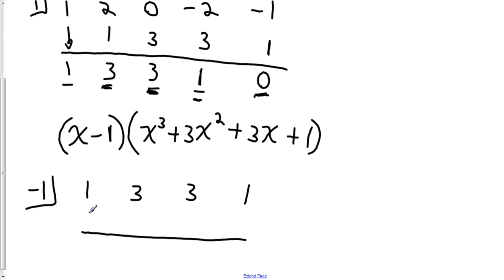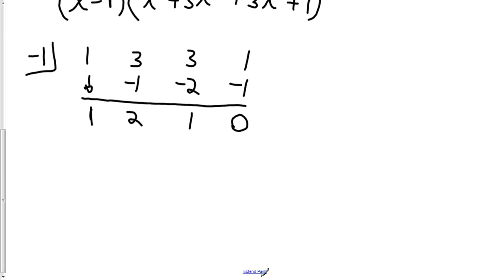So I bring this down. Negative 1 times positive 1 is negative 1. 3 plus negative 1 is 2. Negative 1 times positive 2 is negative 2. 3 plus negative 2 is 1. And then negative 1 times positive 1 is negative 1. And when I add these, I get 0. So indeed, negative 1 is a 0 of my polynomial, meaning that x minus negative 1 is a factor.